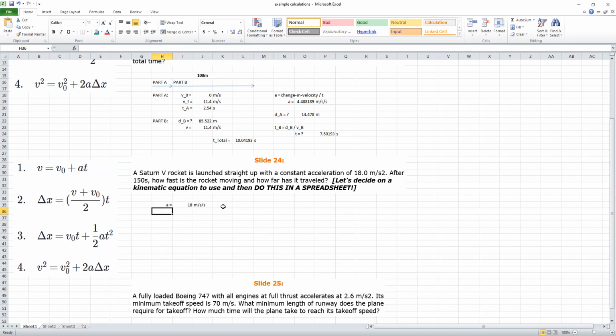And so after the passage of time, I would like to call it dt, change in time, but I'll just call it time. Just know that it's a delta t there. After 150 seconds, we want to know two things: how fast the rocket's moving and how far it has traveled. Now, you don't need to necessarily find one before the other. You can find speed first, possibly, and then find distance, or you can find distance first and then find speed.